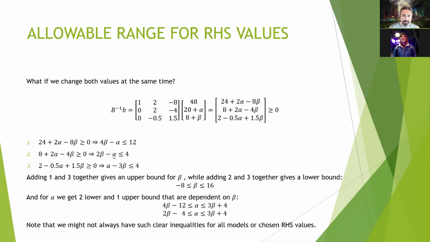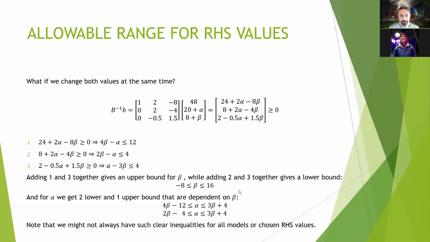And you can add the second and the third together, which means that minus beta is going to be less than 8. Let's inverse it. Minus 8 is going to be less than beta. So beta can be between minus 8 and 16. But it still depends on alpha. You can't just pick one and keep going. You have to see how alpha can be written dependent on beta as well.